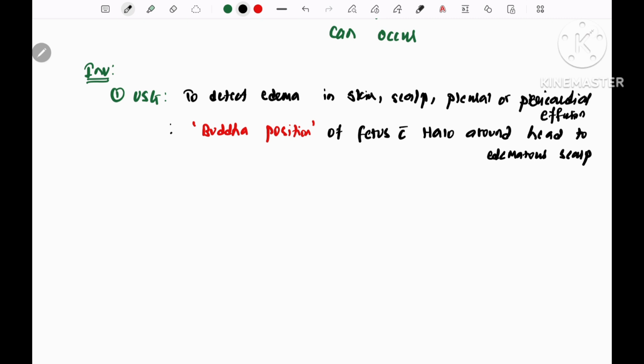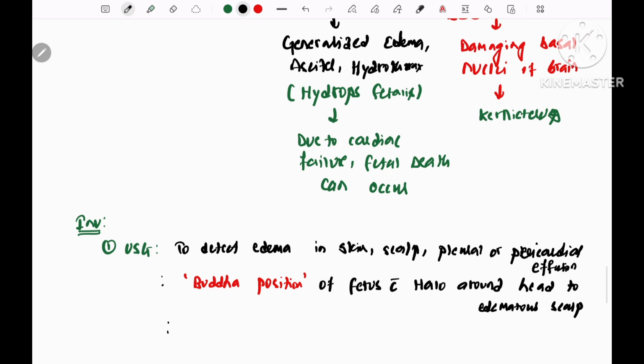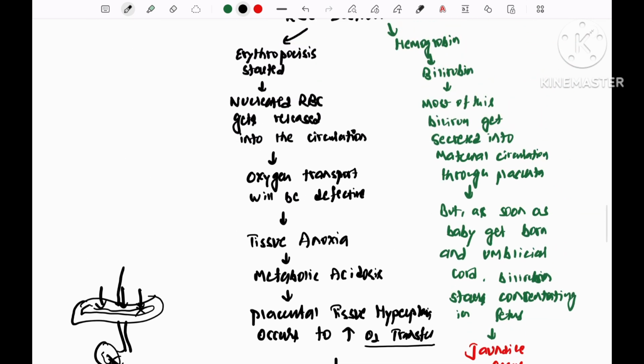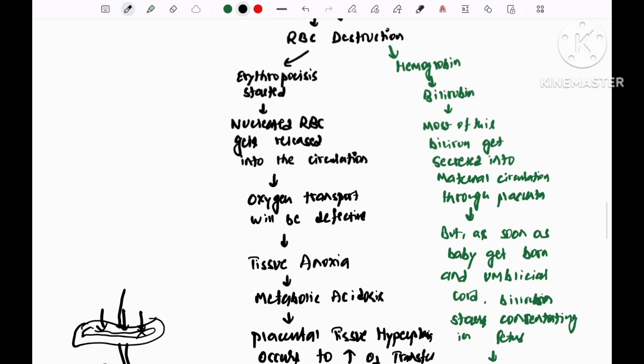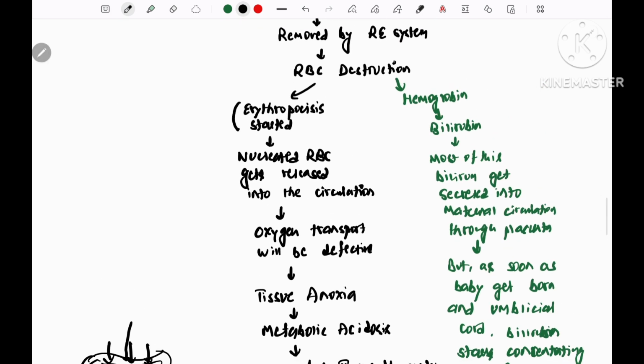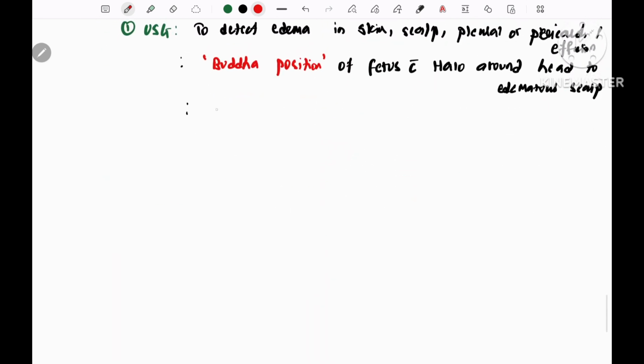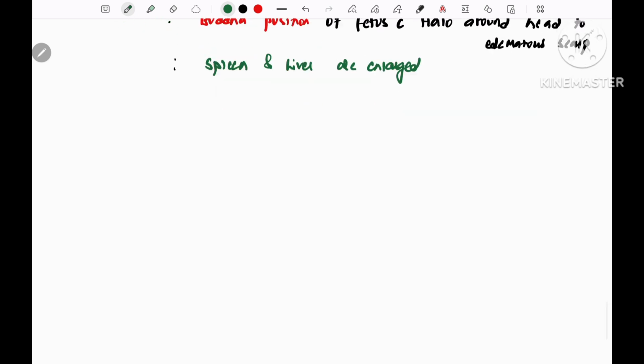And due to erythropoiesis, do you know where erythropoiesis happens? In the adult it happens in the bone marrow, but in the embryonic or fetal stage, it happens in the spleen and liver. So what we can see through ultrasound is that the spleen and liver are enlarged. So this is the investigation we can do.